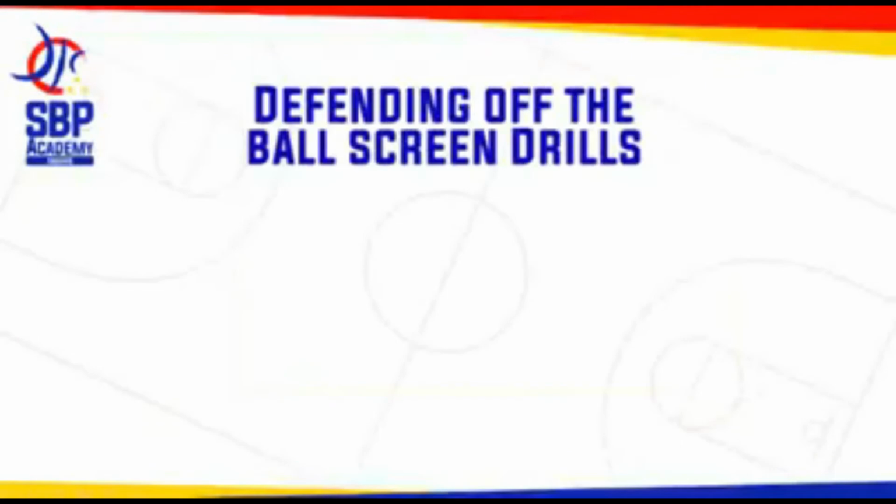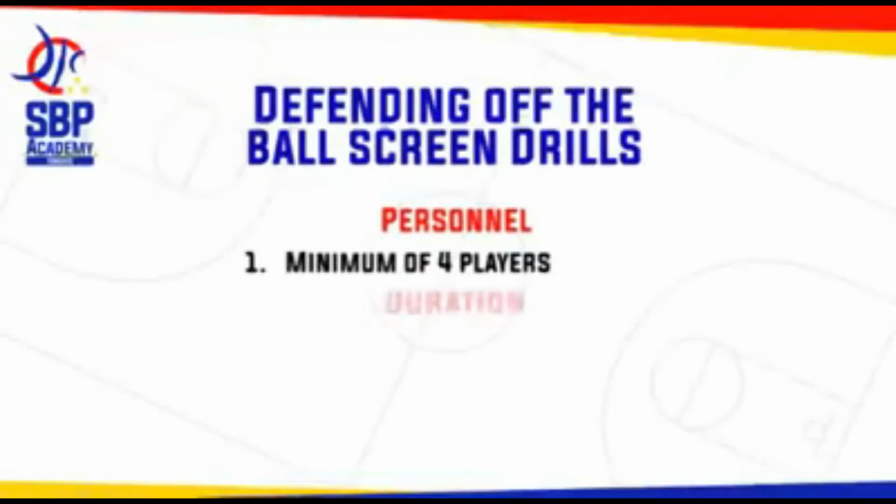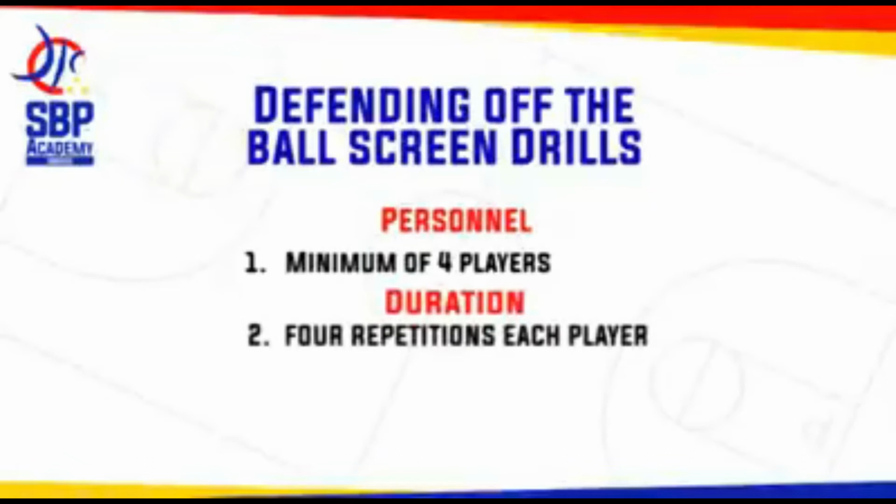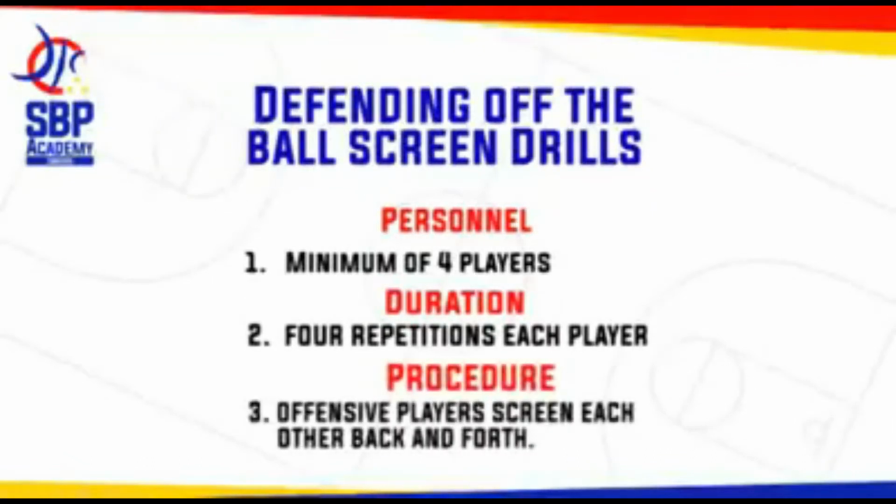Defending off-the-ball screen drills, 2-on-2. Personnel, minimum of 4 players. Duration, 4 repetitions each player. Procedure, offensive players screen each other back and forth.